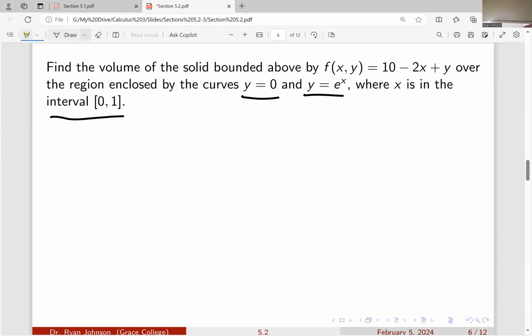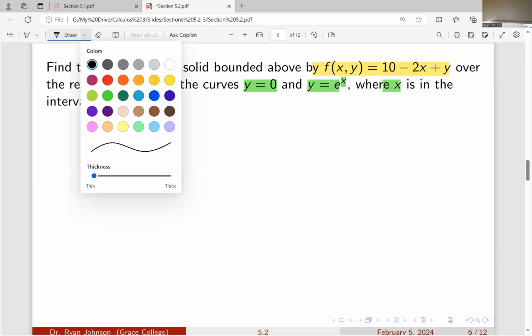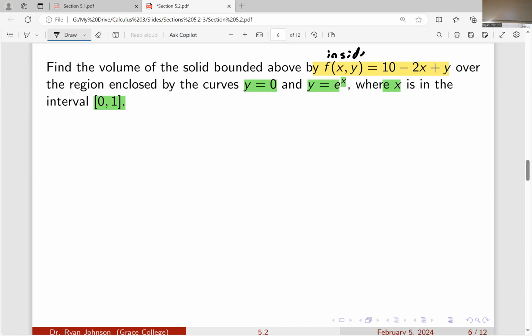So this is my height of the volume I'm finding, whereas these other things are the base. So it's enclosed by this part and that part, and x is in the interval 0 to 1. That all tells me about the base of the function. And so this is my inside the integral. Yellow tells me inside the integral. Green tells me the area of integration.